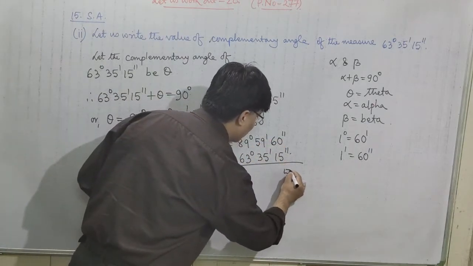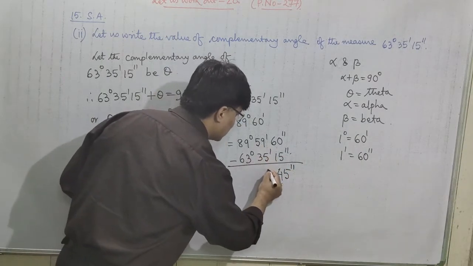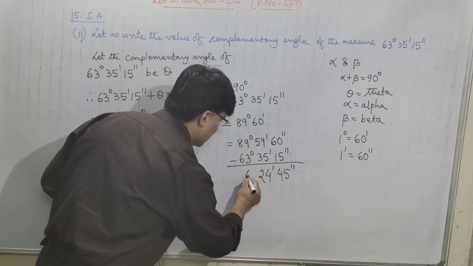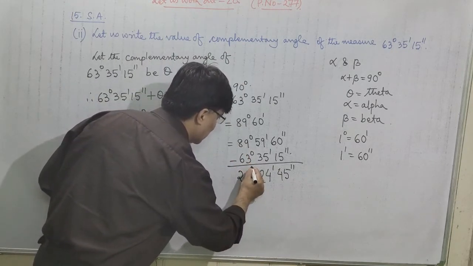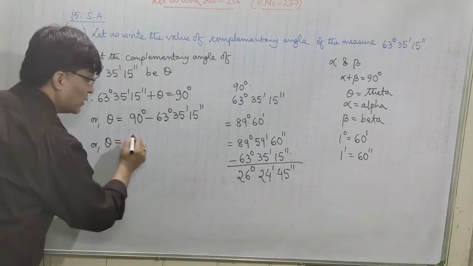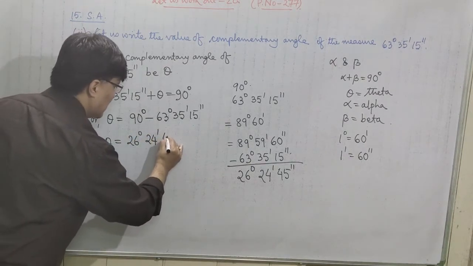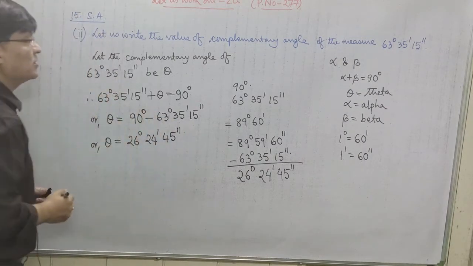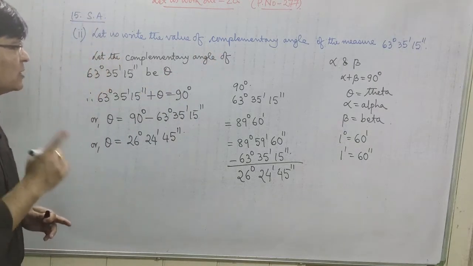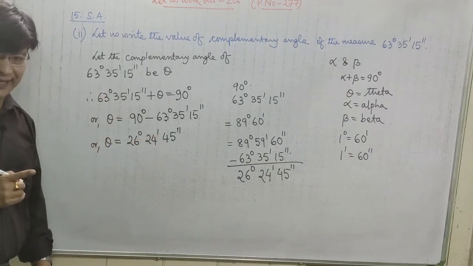So this is 10 minus 5 is 5. Okay, this is 5 minus 1 is 4. This is 45 seconds. 9 minus 5 is 4. 5 minus 3 is 2 minutes. And this is 9 minus 3 is 6. 8 minus 6 is 2 degrees. So we get theta is equal to 26 degrees 24 minutes and 45 seconds. So what is the complementary angle of 63 degrees 35 minutes 15 seconds? It is 26 degrees 24 minutes and 45 seconds.